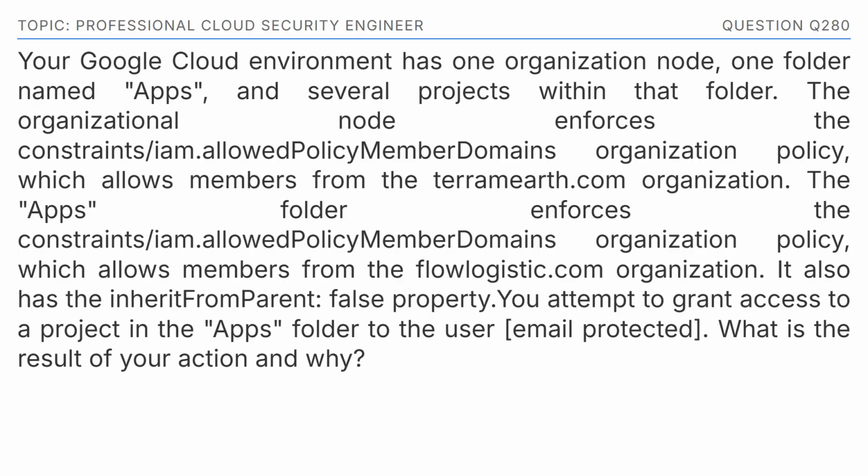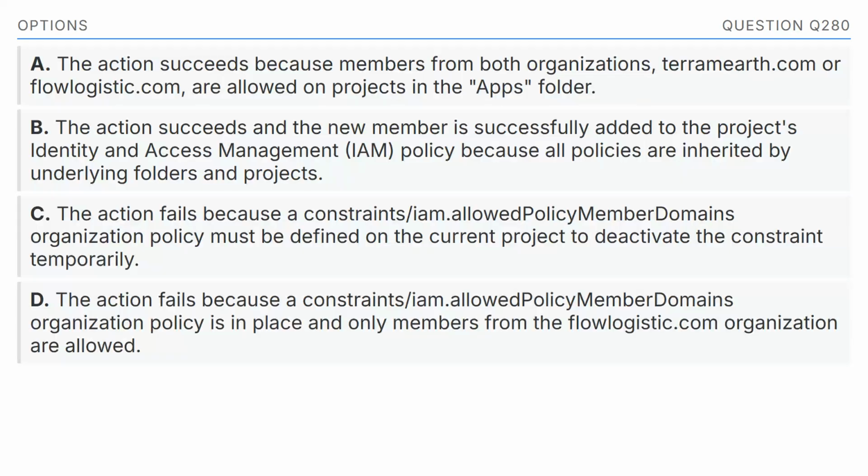You attempt to grant access to a project in the Apps folder to the user, email protected. What is the result of your action and why? The options are: Option A, the action succeeds because members from both organizations, TerraEarth.com or FlowLogistic.com, are allowed on projects in the Apps folder. Option B, the action succeeds and the new member is successfully added to the project's Identity and Access Management (IAM) policy because all policies are inherited by underlying folders and projects.